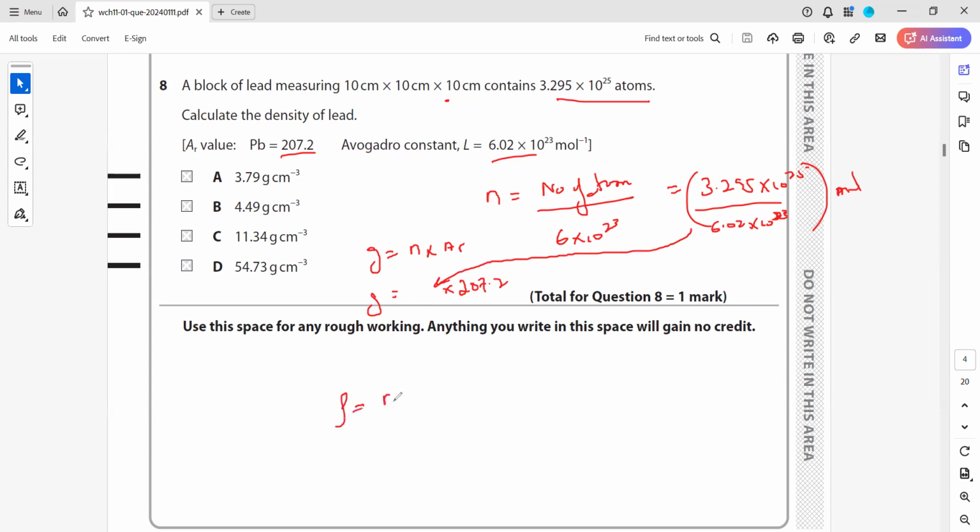And to get the density, it is mass over volume. So mass in gram is this answer. And what about the volume? The volume is the dimension of the block, 10, so it will be 10 cube. So this answer divided by 10 cube will give us the density of the lead block in grams per centimeter cube, which will match with option C, 11.34 grams per centimeter cube.